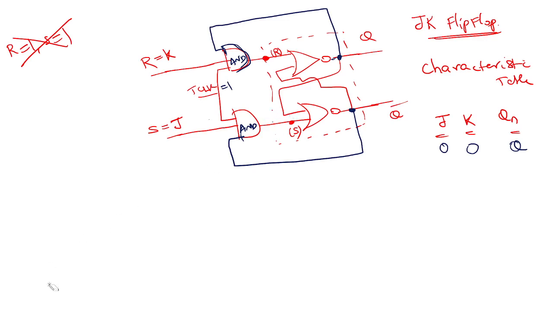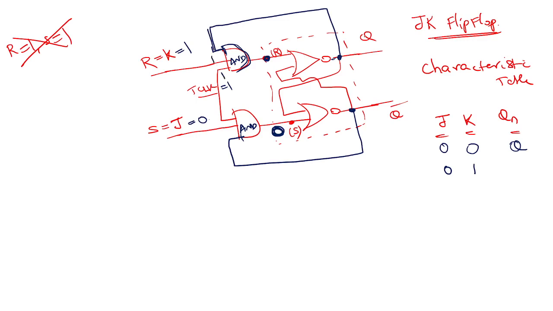Next. Next, what do you do? J0, K1, let's do. J0, K1. Correct? For this, the output is 0. Correct? For this, the output is decided by this input, right? Because this is 1, this is 1. This you don't know.